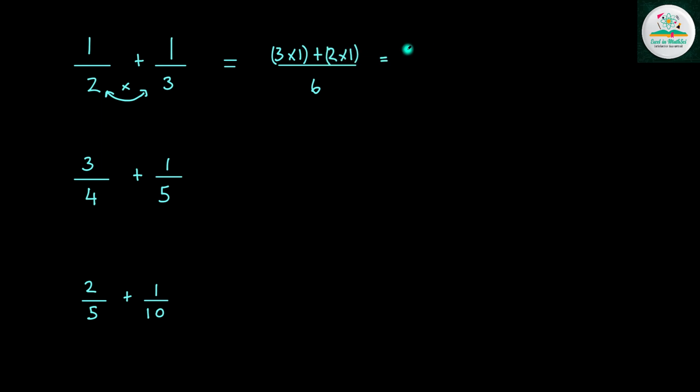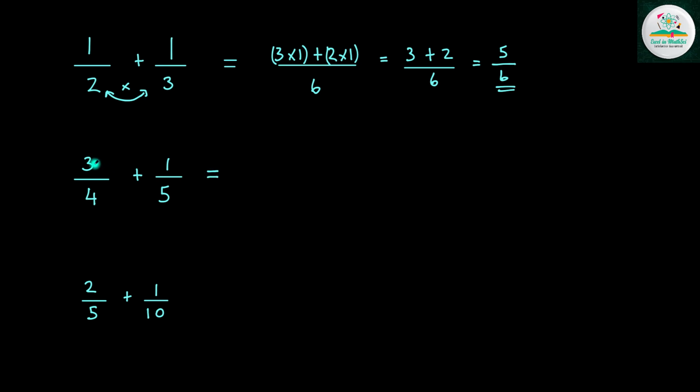That would give me 3 plus 2 over 6, which would be 5 over 6. And that would be my final answer. I can't simplify that any further. Let's look at the next one.